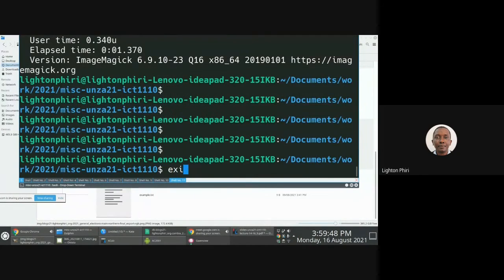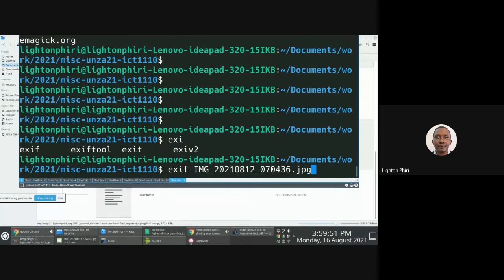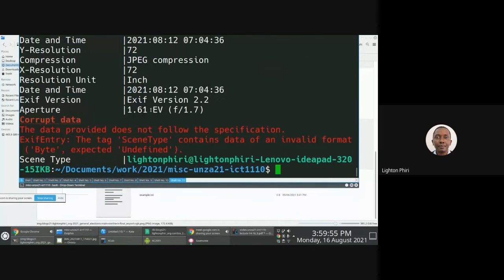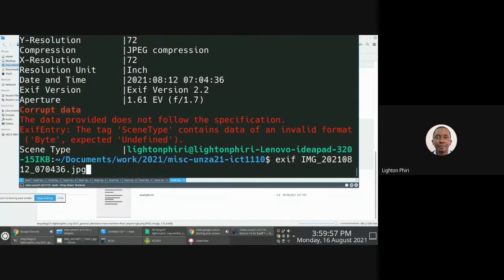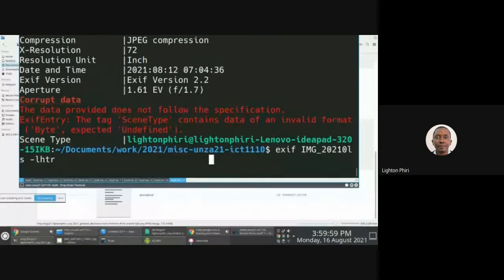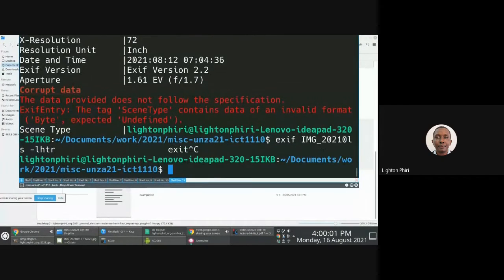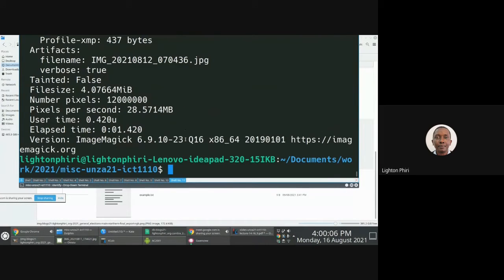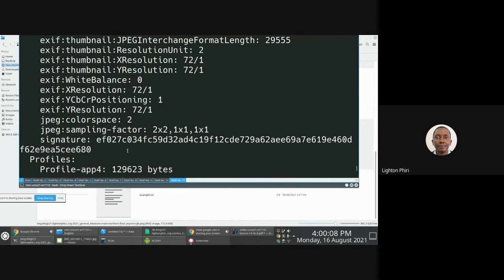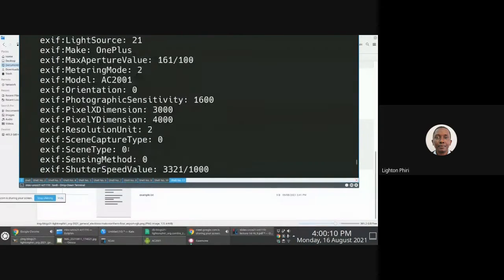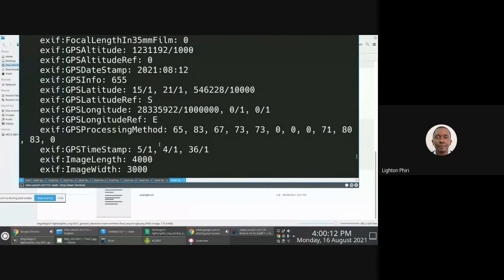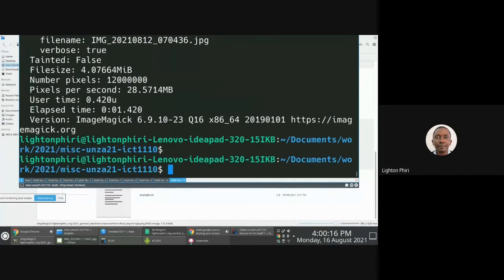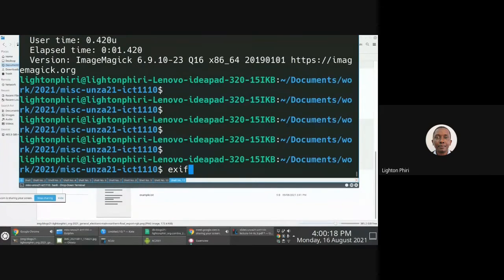Other tools that you might want to use is EXIF, for instance, I guess. I just won't open, I don't know why here. But yeah, I guess identify is good enough. So if you're doing, let me just try exiftool here.